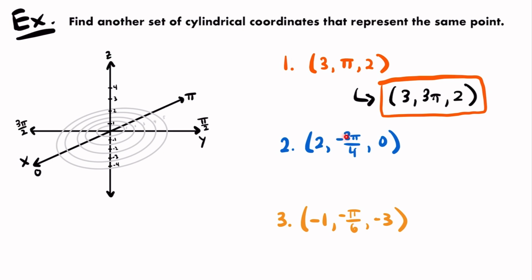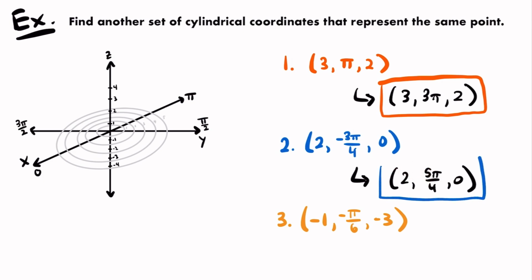I'm going to do the same thing for the second point here. We have 2, negative 3 pi divided by 4, and then a z-coordinate of 0. We can find another set of cylindrical coordinates that represents the same point by just adding 2 pi to the angle. So if I do that here, our new point will be 2, 5 pi divided by 4, and then 0. Remember that 2 pi would be the same as 8 pi divided by 4. So if you take 8 pi divided by 4 and subtract 3 pi divided by 4, you get 5 pi divided by 4. So that is another set of cylindrical coordinates that represents the same point as this one.